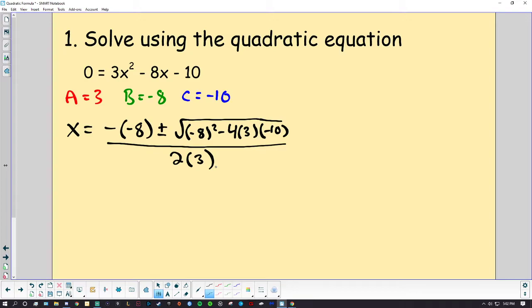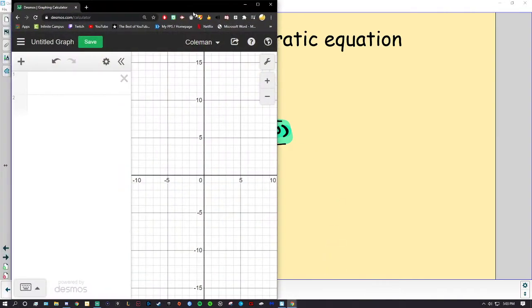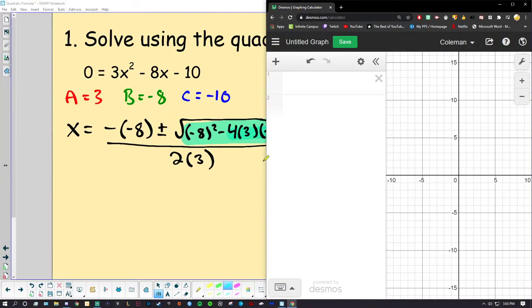Now, take a second. Did you plug it in correctly? Did you plug in everything exactly like I did? You did? Awesome. Great work. That means we're ready to go. So what should I do next? What's the next thing I should do to simplify and solve this quadratic? If you pulled up Desmos, that's the right thing to do. Let's go to Desmos and plug in everything that's highlighted, but we don't need the square root. So let's pull up Desmos, switch it to the other side, and plug it in.